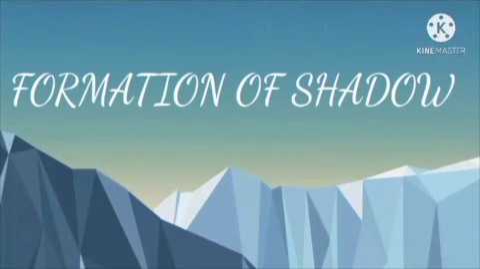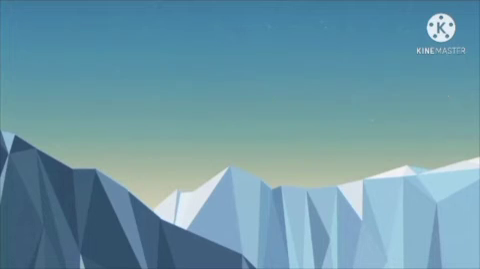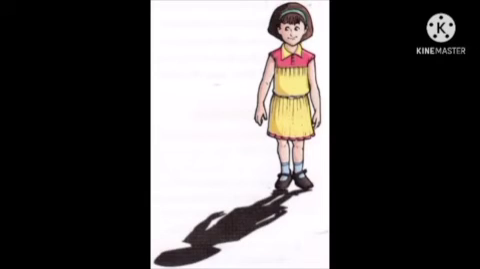So students, now going towards formation of shadow. How basically the shadow is formed. Here we can try this: you can take an electric torch. We all know what a torch is, correct? Now flash its light on a wall. Now, make your friend stand in between the torch and the wall. What will happen? His or her shadow will be cast on the wall.